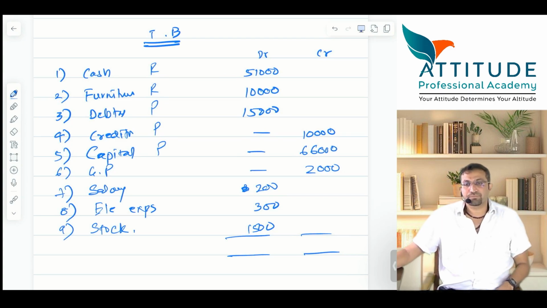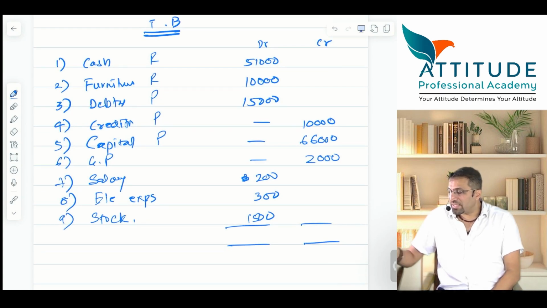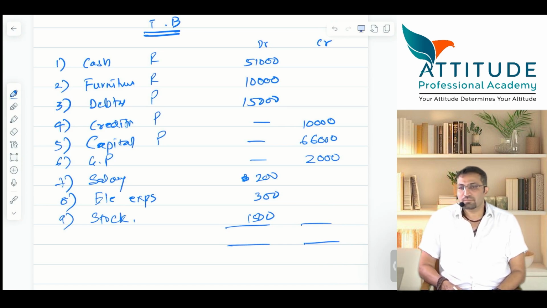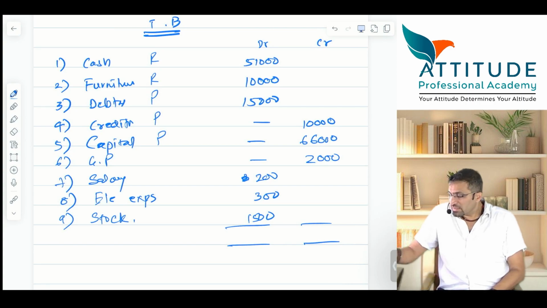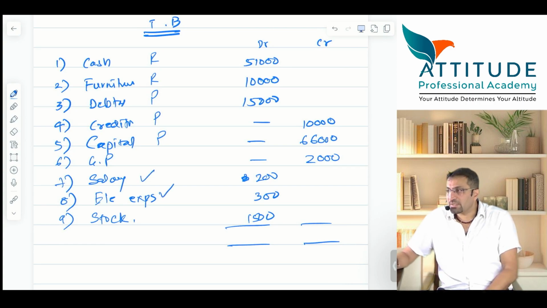Okay, now what do you understand from this trial balance? Trading account is already closed. Very good. Trading account is already closed. Is P&L account closed? Why? Salary and electricity expenses are what? Indirect expenses. And these expenses will come in P&L. Is that clear? Now what is this stock? Is this opening stock or closing stock?